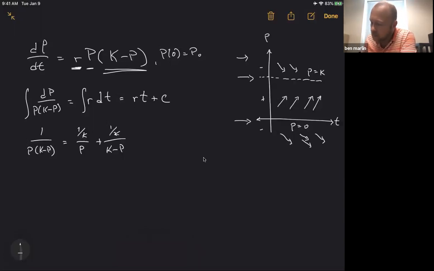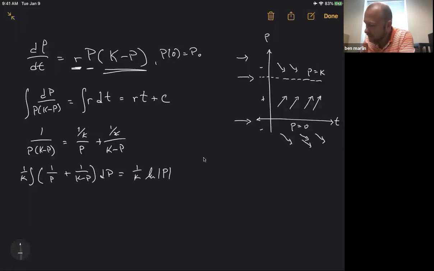And so now I'm able to integrate 1 over k times 1 over p plus 1 over k minus p dp, and that will be 1 over k log absolute value p minus log absolute value k minus p, and that then would be equal to 1 over k log absolute p over k minus p.